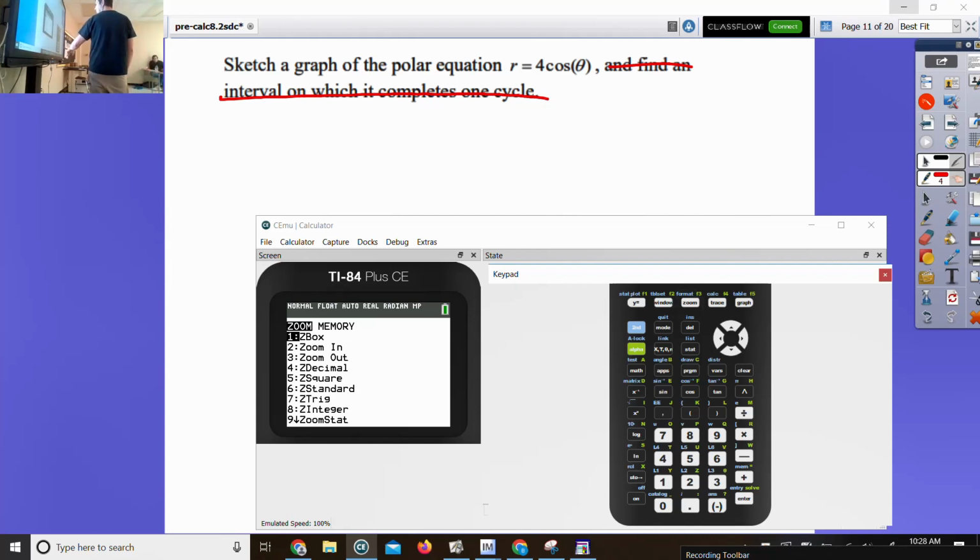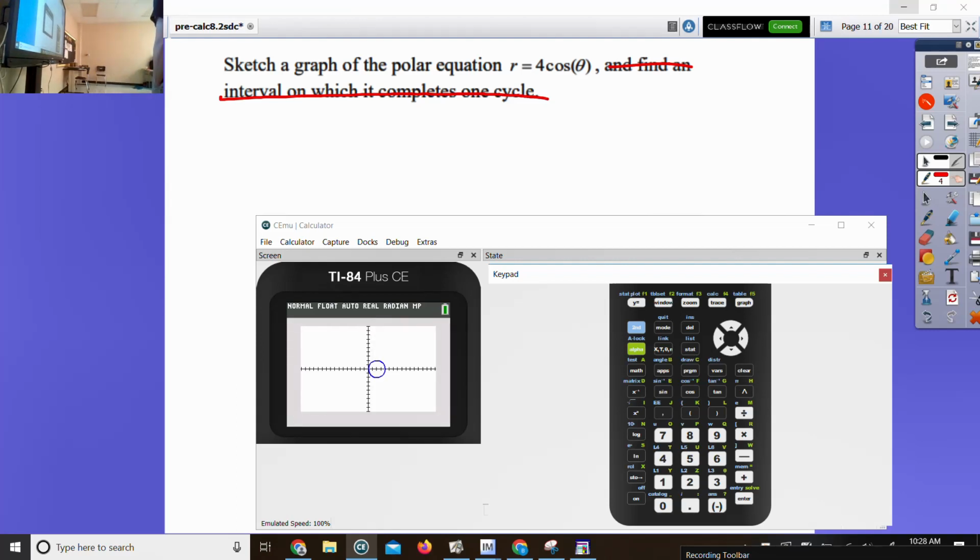Do a zoom square if you want to see the real thing. Zoom 5. Just do 4 cosine what? Theta. It's the x key. Notice x is actually xt for parametric. Oh, theta, and then what's the other one? Well, in standard mode it's different.